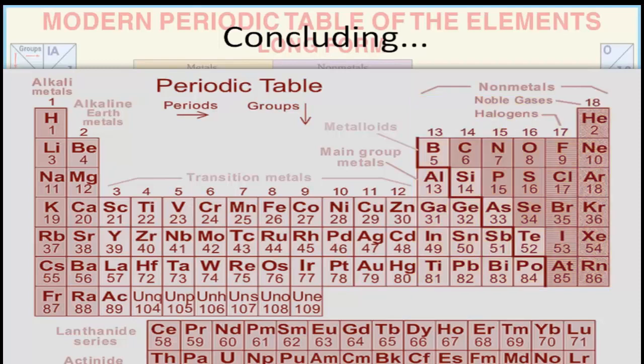Friends, when we move from left to right, we move from metals to non-metals. In between we have the transition of metals and non-metals, which we call metalloids. And also below this main table we have the lanthanide series and actinide series, which are now called lanthanoids and actinoids, which are actually inner transition metals.